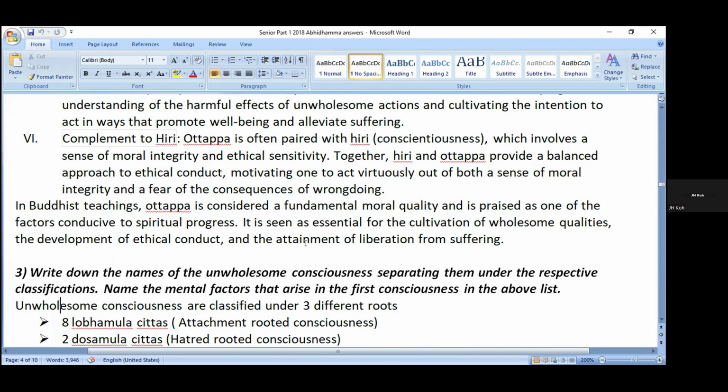Name the mental factors that arise in the first consciousness in the above list. The first consciousness in the above list is the Lobhamula citta, which is the Somanassa-sahagata, ditthigata-sampayutta, asankharika citta. So the mental factors that arise are the 4 Moha cetasikas, that is Moha, Ahirika, Anottappa, and Uddhacca. Then the Lobha cetasikas are Lobha and Ditthi. And because it is asankharika, there is no Mana, but there is Viriya, a very strong Viriya.